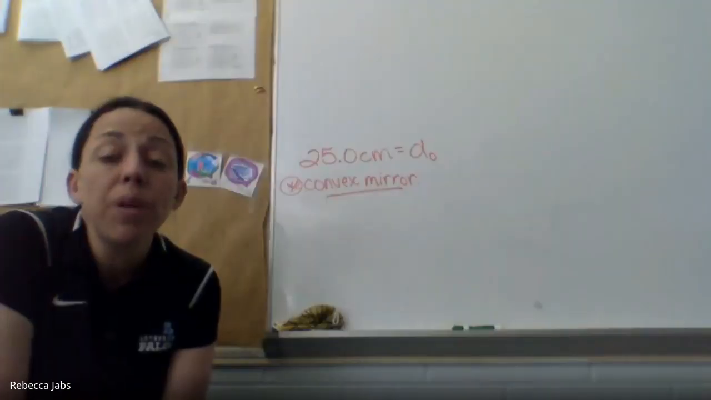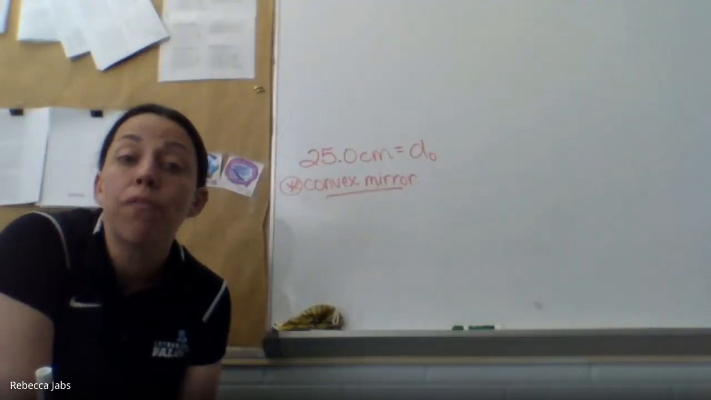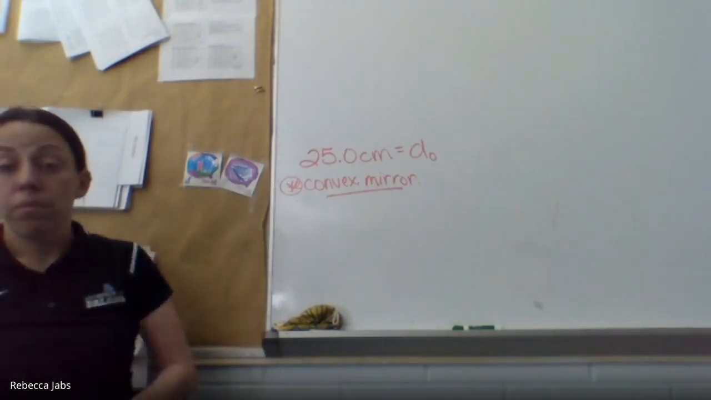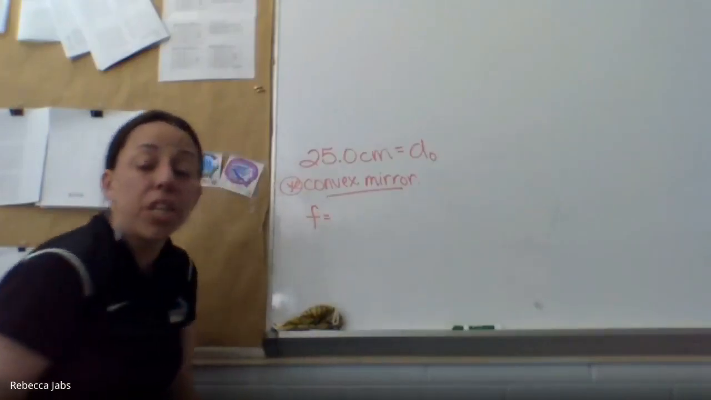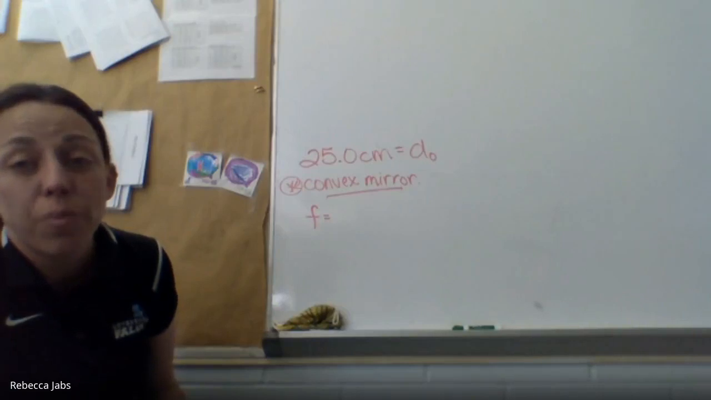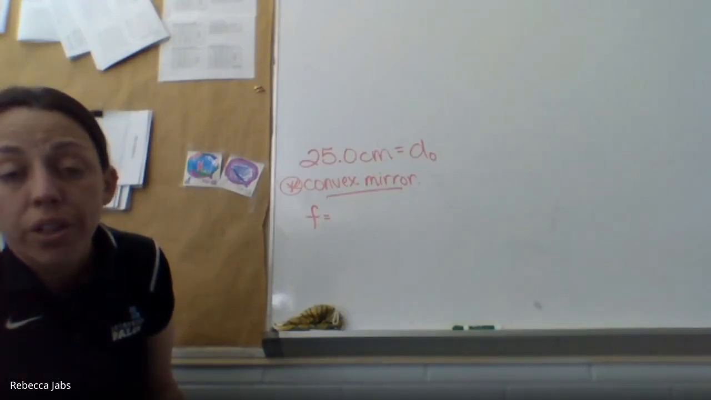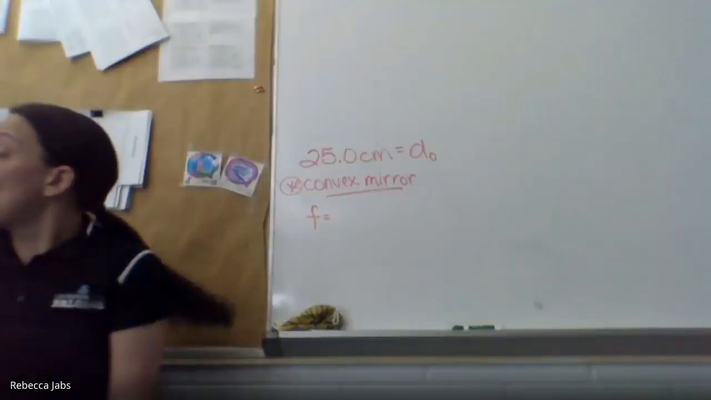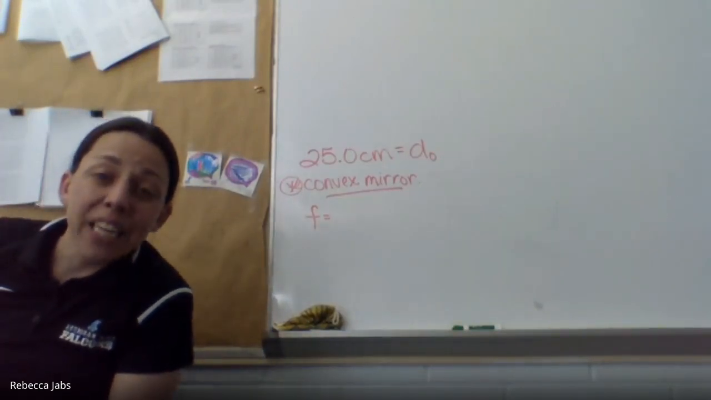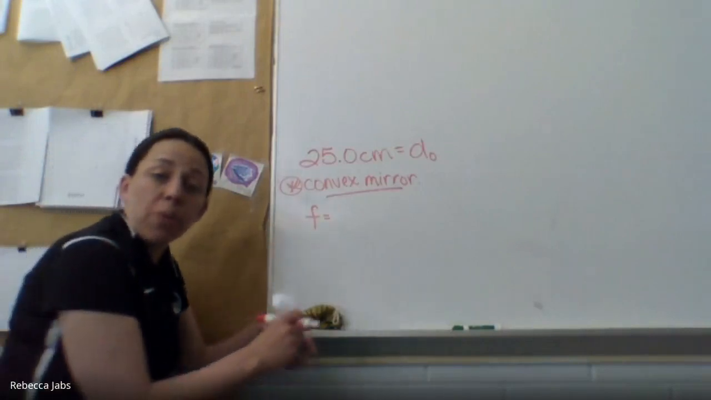If it's a convex mirror, what did I already say we have to do with our focal length? Negative. Very good. Did everybody just write down that when I'm using the equation, if it's a convex mirror, I have to use a negative focal length? All right. So the next part of this question says that it has a focal length of 9. What am I actually going to write down? F equals negative 9.